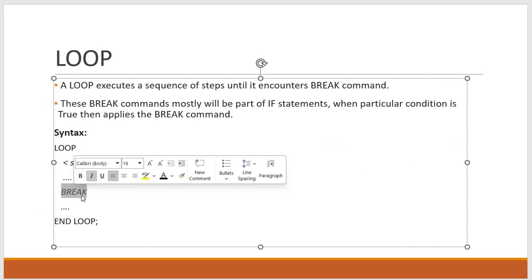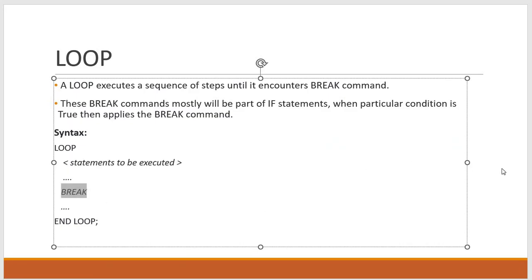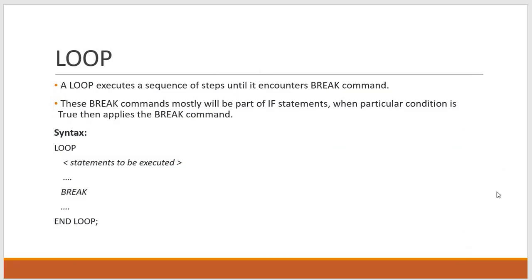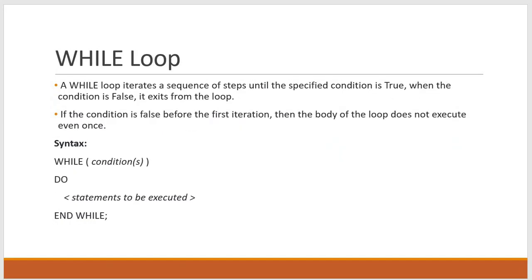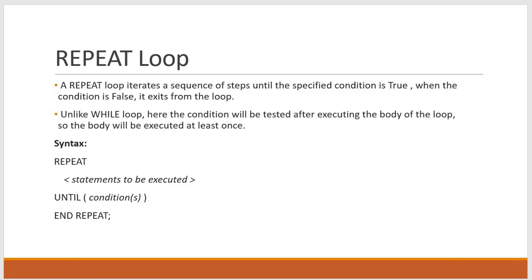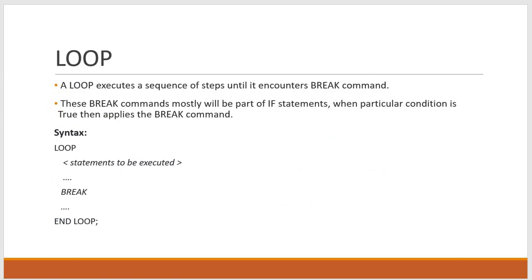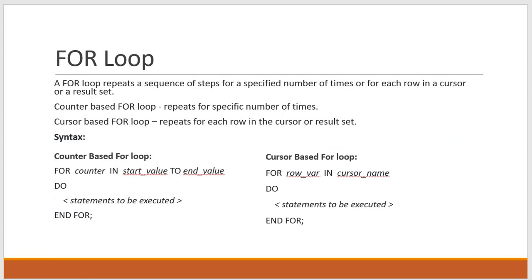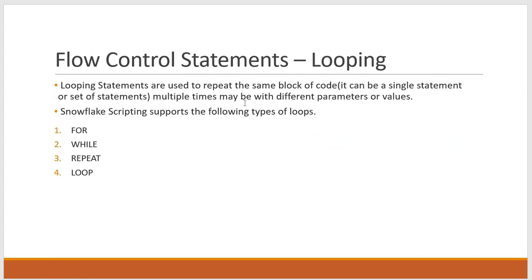We can use these breaks even in the while loop and for loop also. So this is about loops. We have discussed four loops: for loop, while loop, repeat loop, and loop. The main aim of all four loops is to repeat some block of code multiple times. If you see some examples, you will better understand. Let me go through some basic examples.